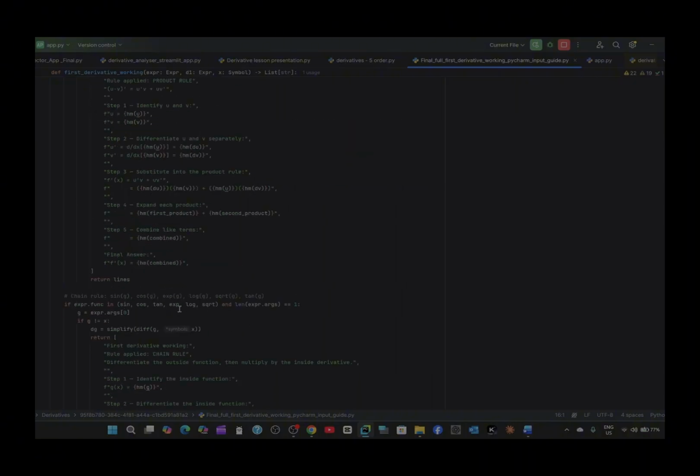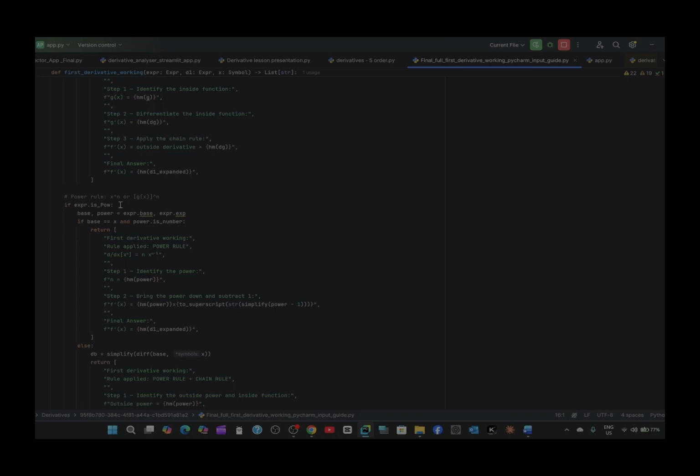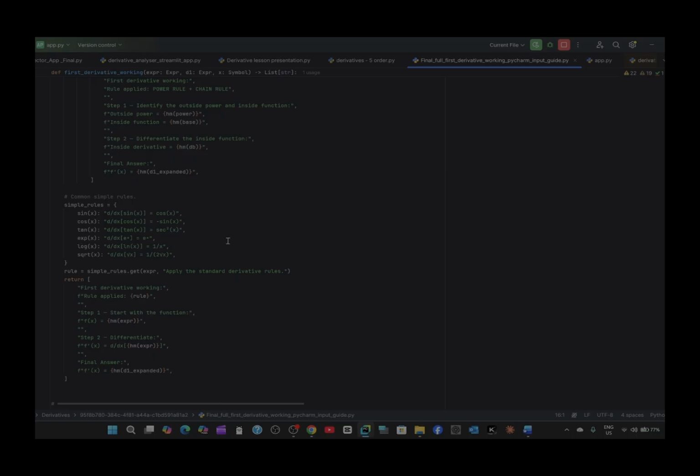It's going to work out the power rule here, and when you simplify it, it's a simple rule, a common simple rule, something we remember or learn by heart. We explained it before on the table.